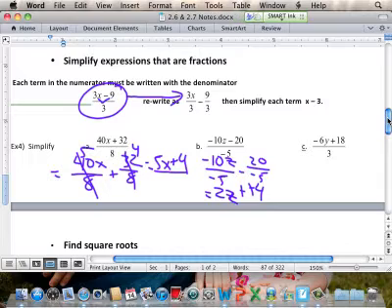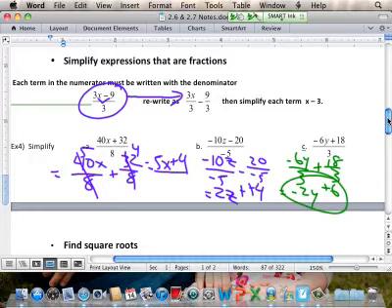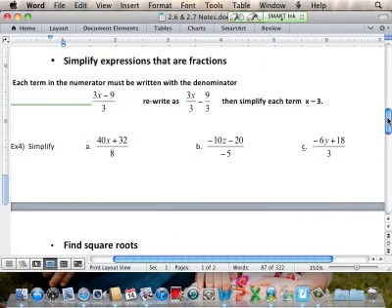And finally, part C, rewrite each expression: negative 6y over 3 plus 18 over 3. Negative 6y over 3 is negative 2y, and 18 over 3 is positive 6. So that's all we're doing. When we want to simplify, rewrite, and then cancel out what you can. Rewrite and simplify.